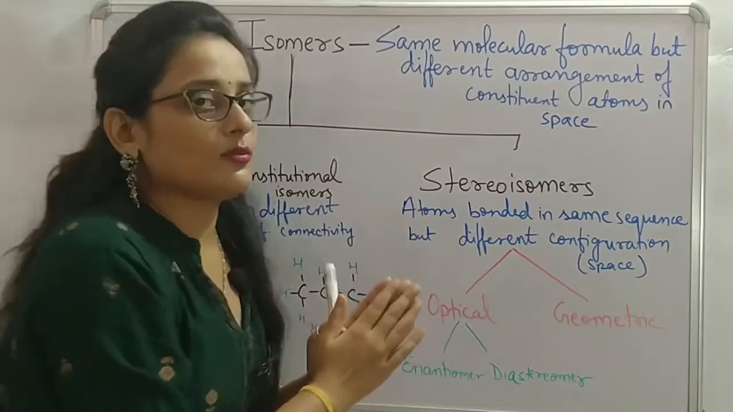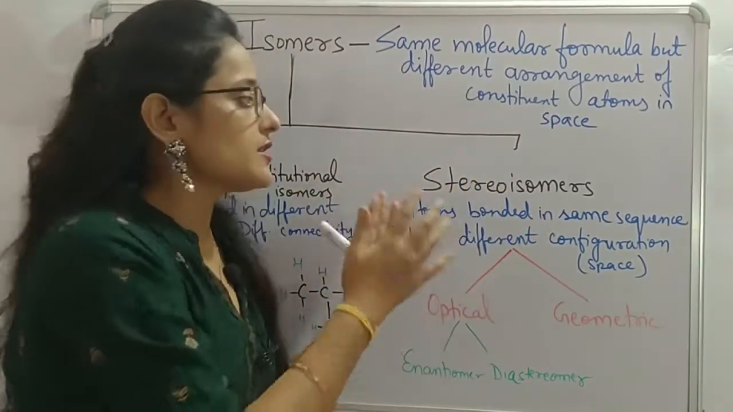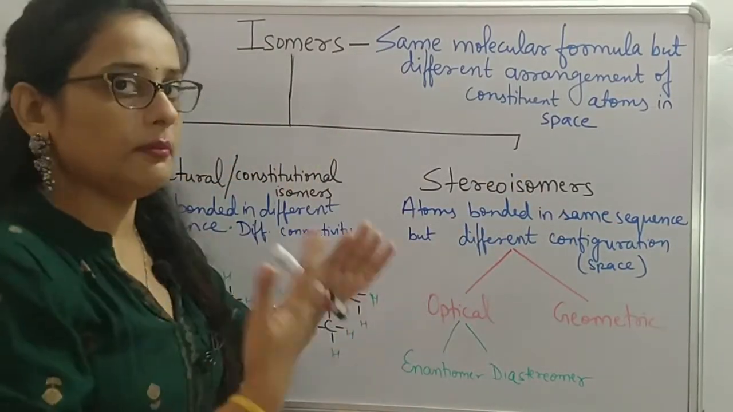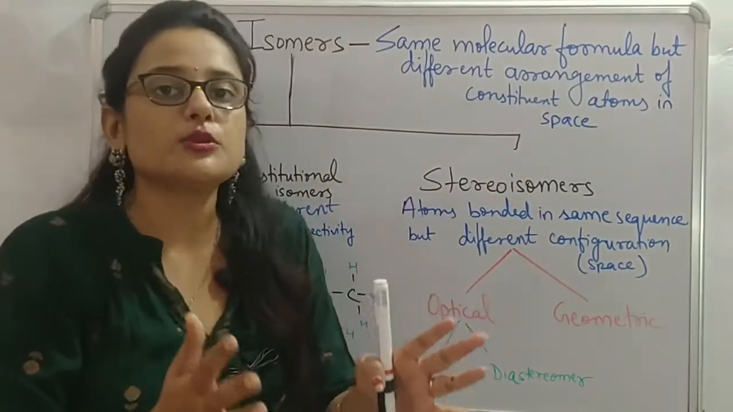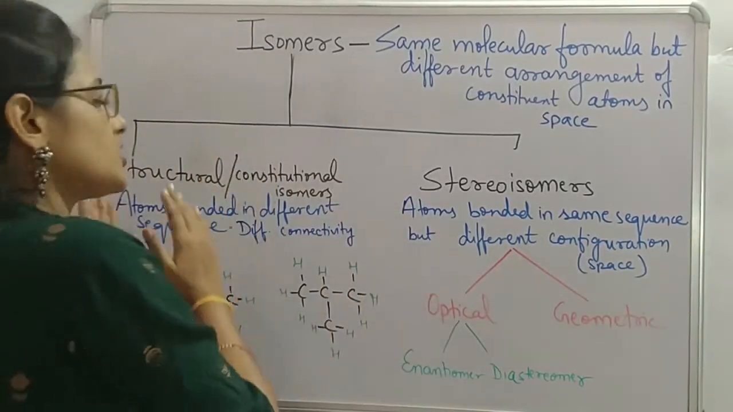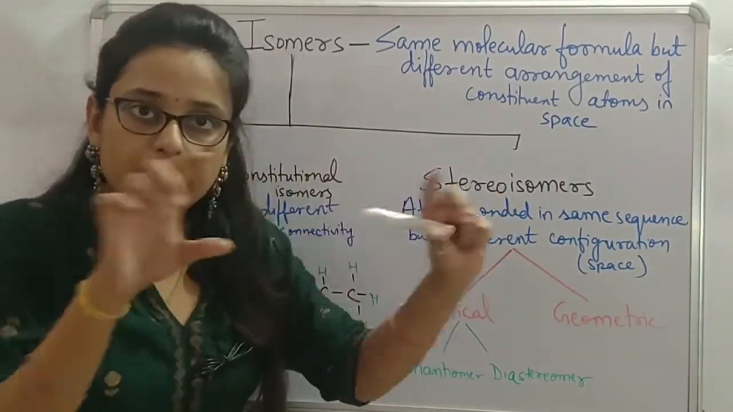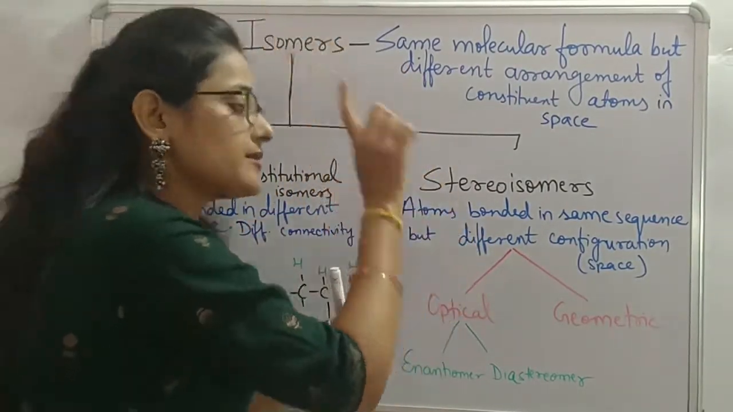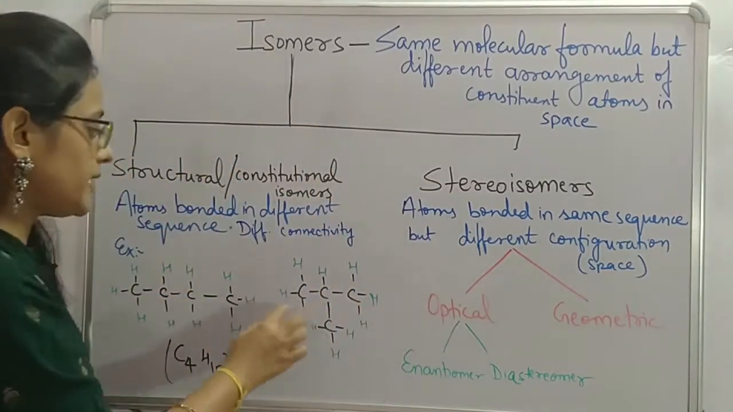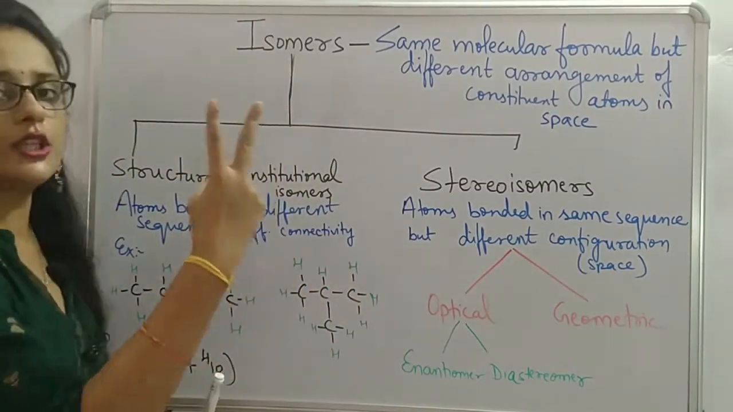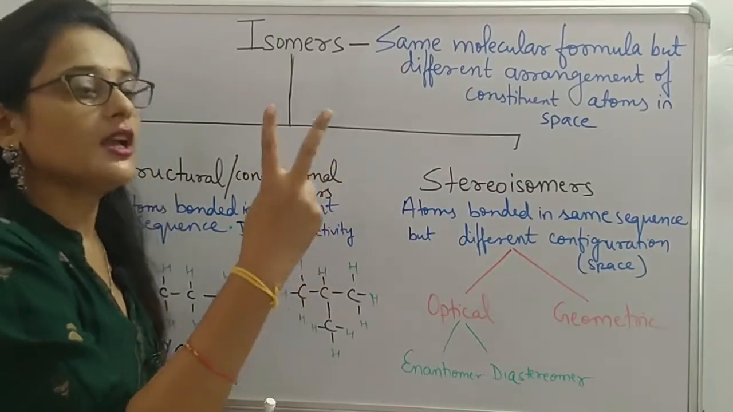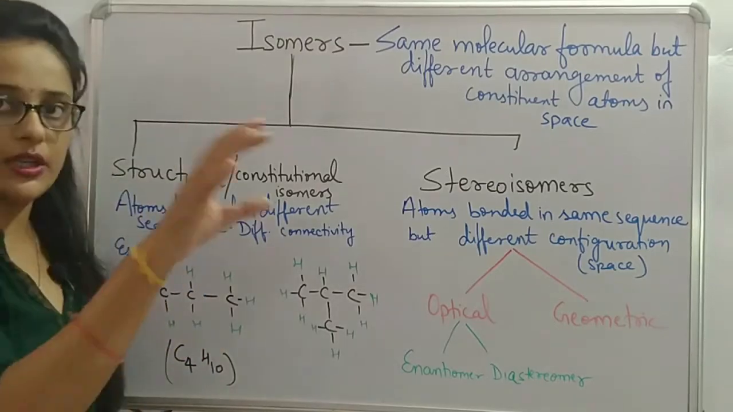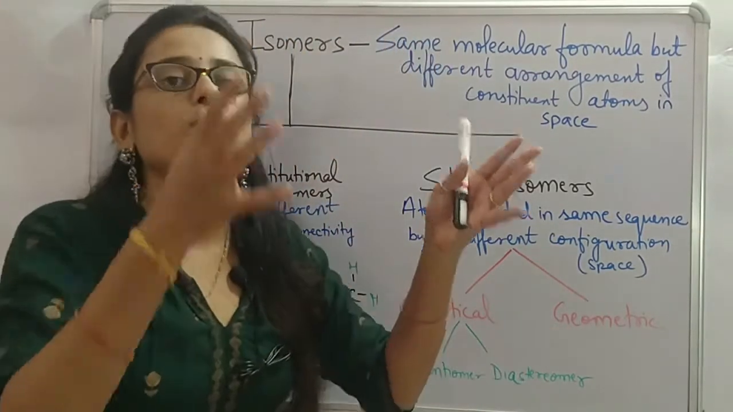Now stereoisomers. This is our main topic. Stereo means space and isomer, you all know the meaning, same molecular formula but different arrangement of constituent atoms. In case of structural isomers, they have different connectivity of the main chain. But in case of stereoisomers, they have same molecular formula, same connectivity. That is, suppose 2 molecules are there and these 2 are stereoisomers. So they both will have the same arrangement or same pattern of carbon atoms in the main chain. But the side atoms would be different.